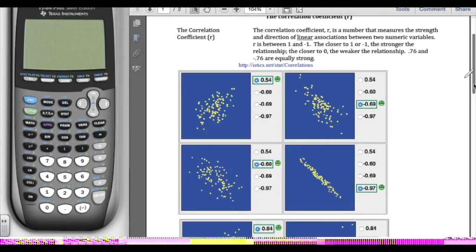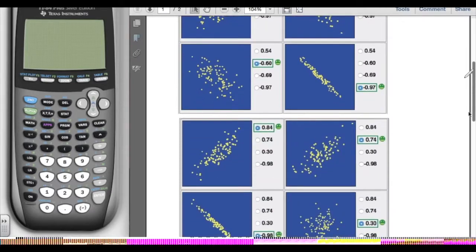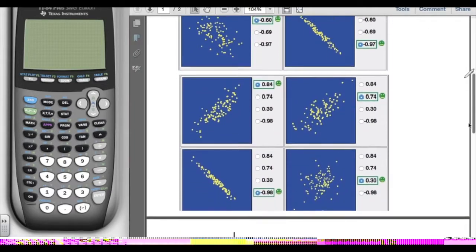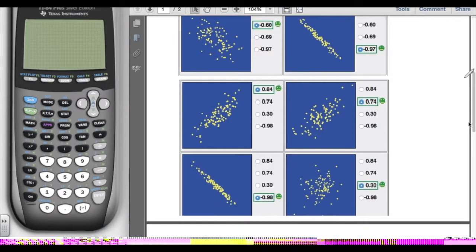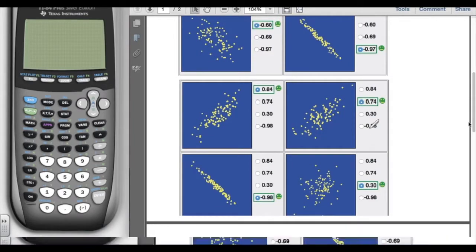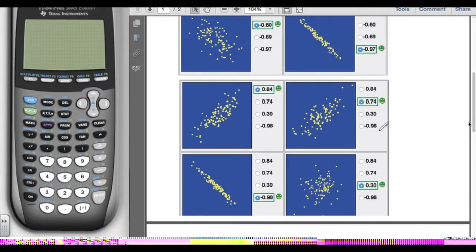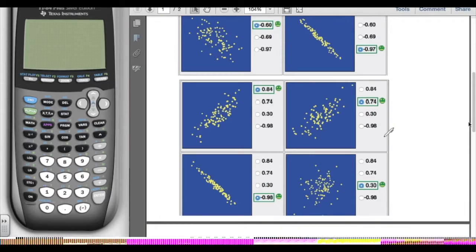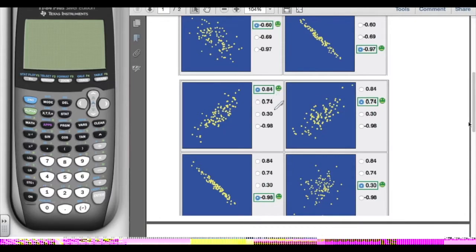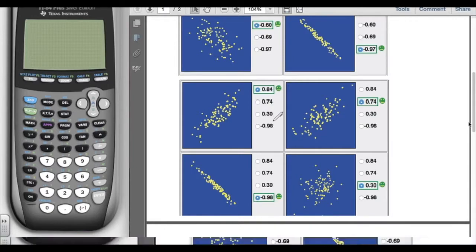Another set of 4 to look at is displayed here. This time I have 3 positive R values and one negative R value. I've got a positive 0.84, a positive 0.74, a positive 0.30, and a negative 0.98.